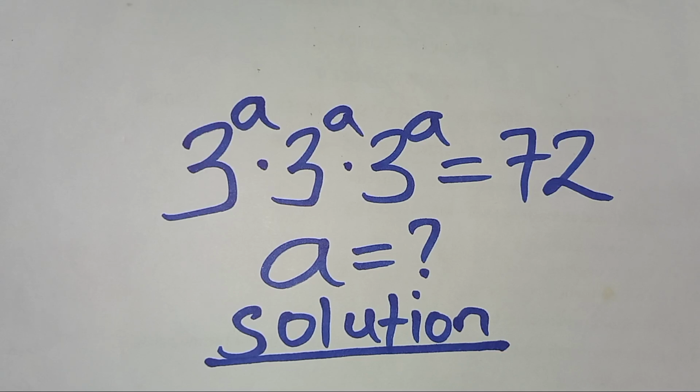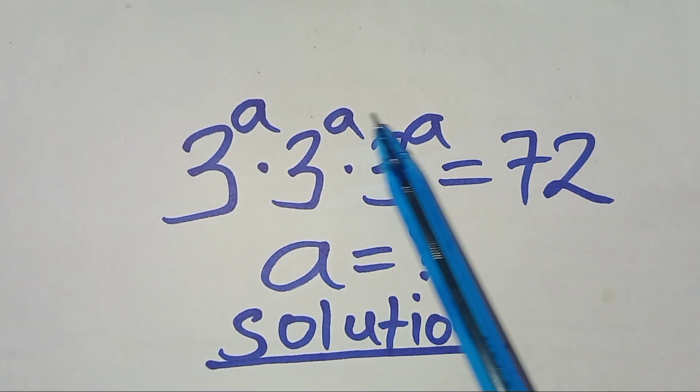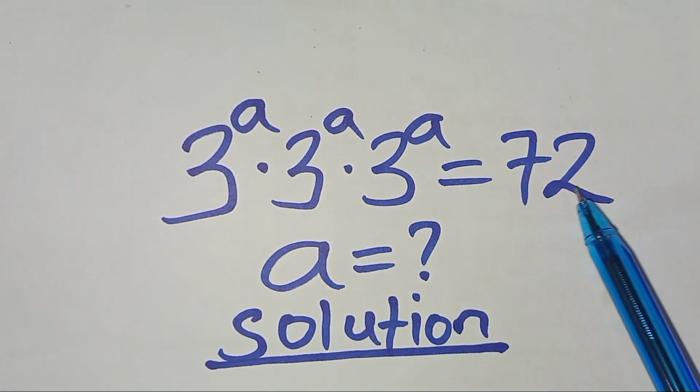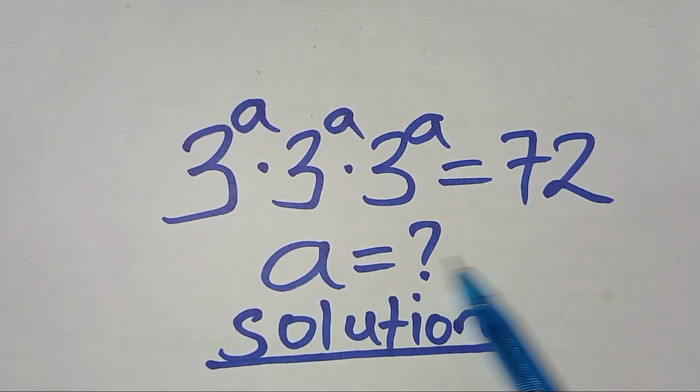Hello everyone, welcome to another solution. Given this nice exponential equation, 3 to power a times 3 to power a times 3 to power a is equal to 72. So what is the value of a?